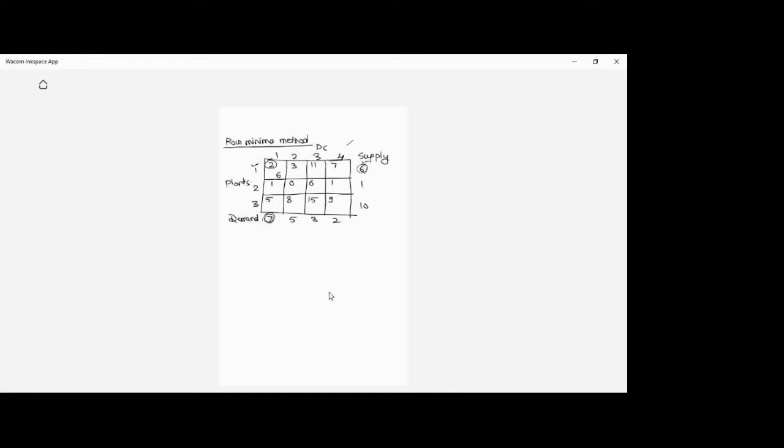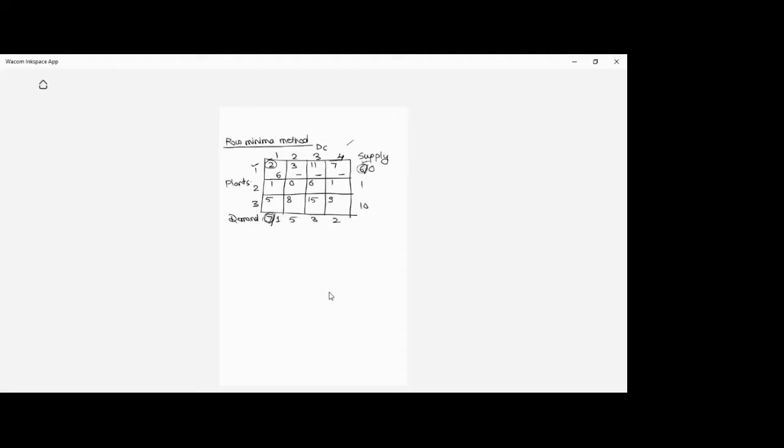When I've put the value 6 here, I've exhausted the capacity of plant 1, and I won't be allocating any further values in this row. Similarly, I have to also update it here. So 7 minus 6 is 1, that is, 1 million liter of milk is still required here. So we have considered row number 1 and we have exhausted its capacity.